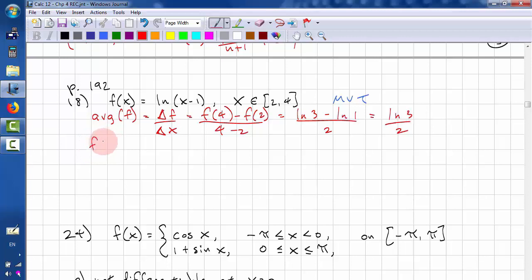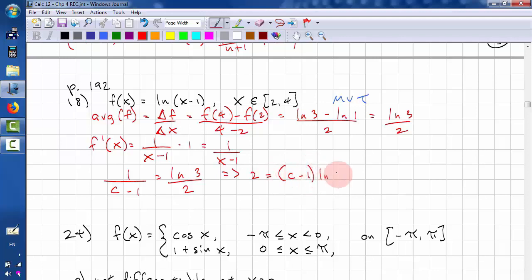The derivative of f is 1 over x minus 1. The derivative of this is 1, so we multiply by 1. But that's just 1 over x minus 1. Now we want to solve for our c. So we have 1 over c minus 1 equals ln 3 over 2. We cross multiply. We get 2 equals c minus 1 ln 3. So we get c minus 1 equals 2 over ln 3. And c equals 2 over ln 3 plus 1. I'll just make that too clear. And that's your final answer. Please don't give me a decimal value. Leave it as an exact value.